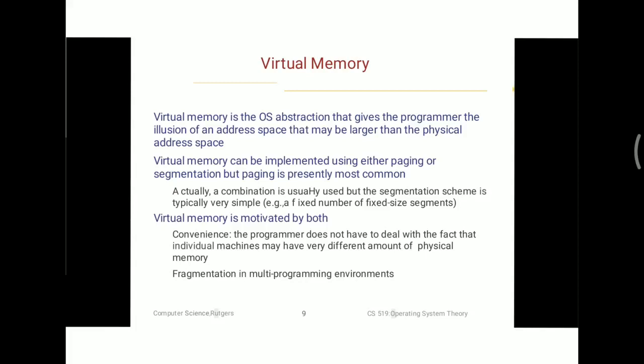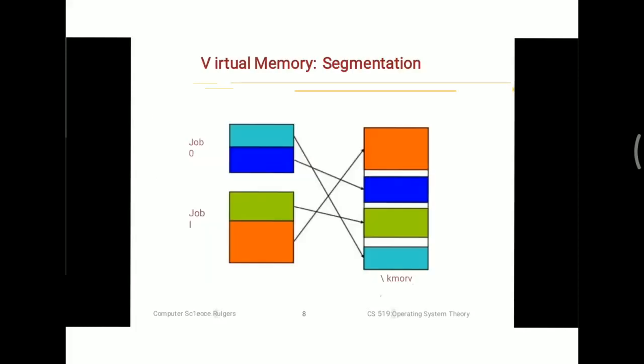With virtual memory, the programmer doesn't have to deal with the fact that individual machines may have different amounts of physical memory. Fragmentation occurs in multi-programming environments, and this is the virtual memory segmentation process. There is job 0 and job 1. They are given time slots, the jobs are done consecutively, and the job data is stored in virtual memory.